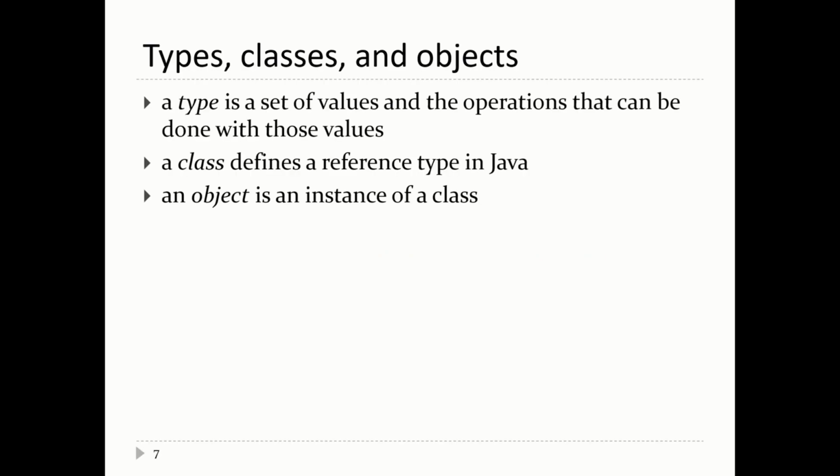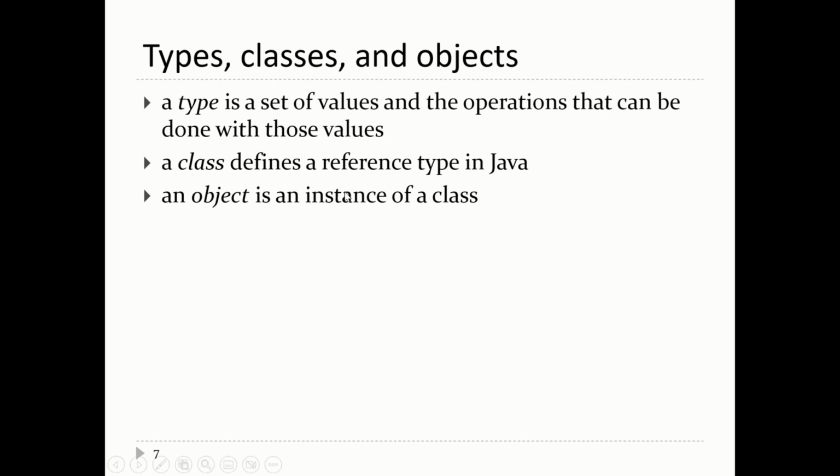Okay, types, classes, and objects. So we're starting to, because String is a class, strings are objects, right? And so now I have to tell you precisely what I mean by these things, types, classes, and objects. A type is just a set of values and the operations that you can do with those values. So int is a type. What are the set of values? Well, integer min value through integer max value. What can I do with ints? Well, I can do arithmetic, I can compare them and things like that. So that's what a type is.